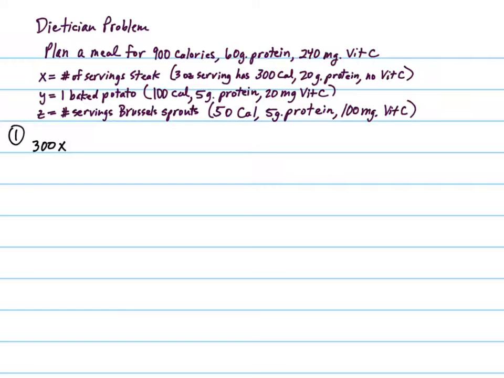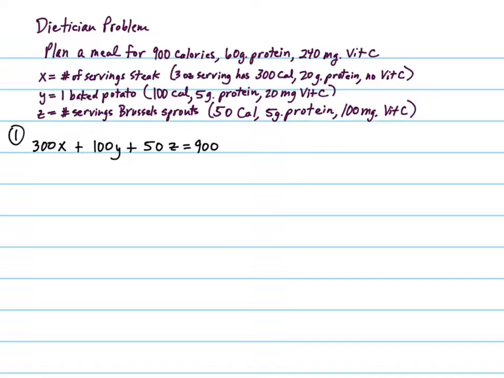So how many calories do we get from y baked potatoes? Well, it's 100 calories for each one. So if there were 3 baked potatoes, it'd be 3 times 100. So it's 100y. And the number of calories in z servings of Brussels sprouts is going to be 50 times z. And so we need that to equal 900 calories. So next we need 60 grams of protein.